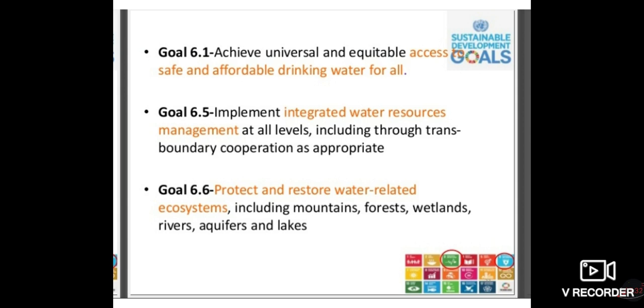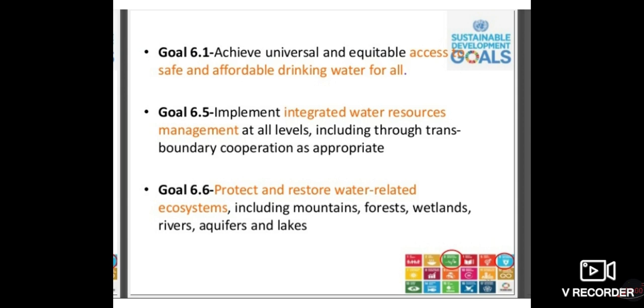Nowadays in India, less than 40% of people are not getting adequate safe drinking water. Not only in India, the whole world is facing this same issue. So Sustainable Development Goal 6.1 is focused on getting safe drinking water. And another point, 6.5, implement integrated water resource management.